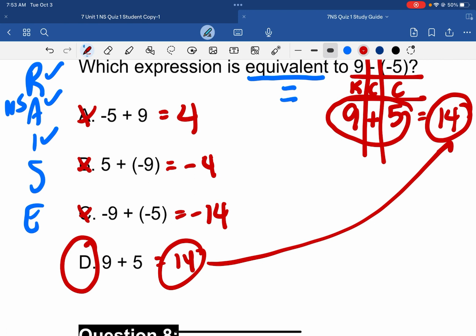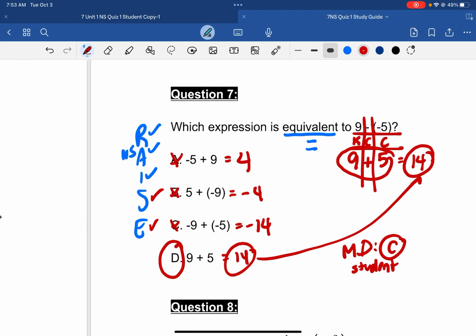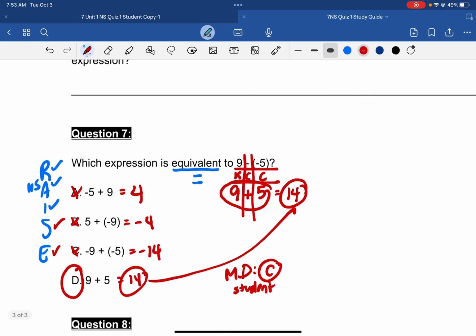So again, we just showed our strategy. E is to pick a main distractor, and the main distractor I would say here has to be choice C. And again, choice C, because students are confusing the positive value with the negative value. So that is question 7.